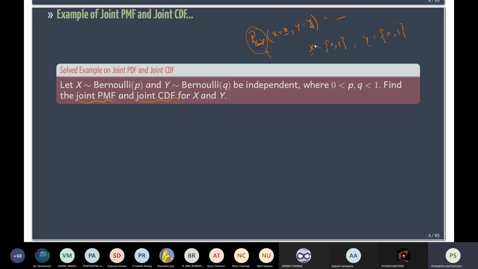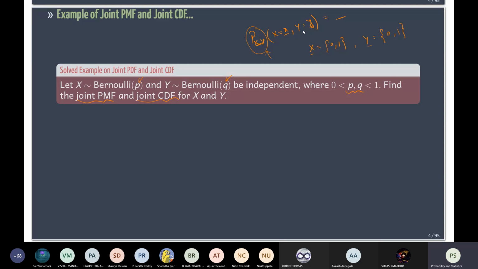So this is what we are supposed to find, and the probabilities are given. Remember, by default we assume there is a probability of head. So the probability of head is P, so the probability of tail will be 1 minus P, and the probability of head in this distribution is Q, and the probability of tail will be 1 minus Q. So this is the data given to us.